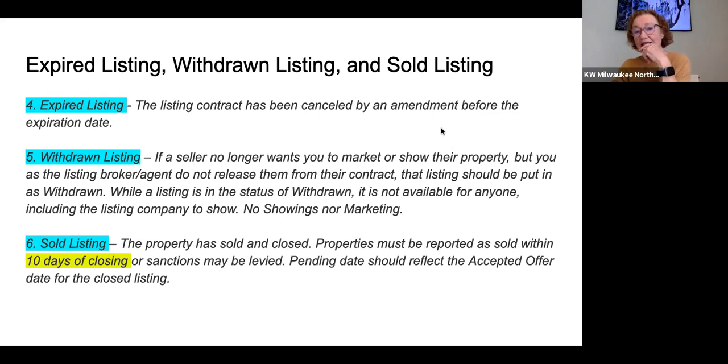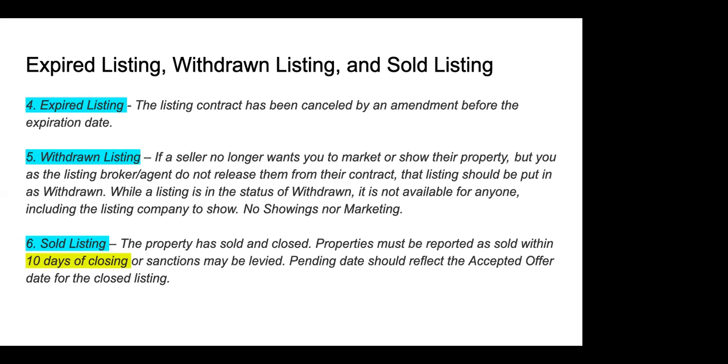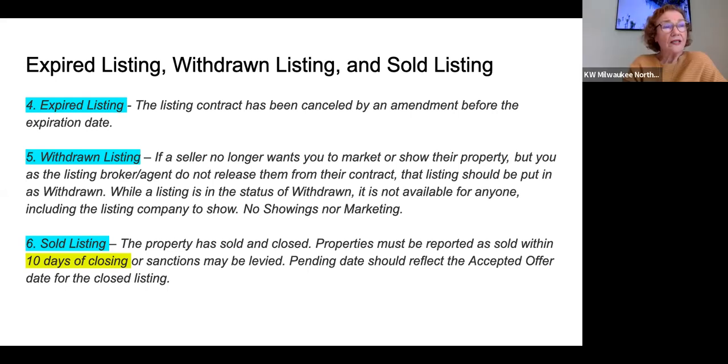A withdrawn listing is something that's pretty confusing sometimes with a lot of agents. If the seller no longer wants you to market or to show the property, you as the listing broker don't have to expire the listing unless the seller is adamant about that. The listing stays in place until the actual date of the listing ends, but you have withdrawn it from MLS. That can be situations where, say, the seller is ill and doesn't want to do any showings for several weeks, or they are going out of town and don't want any showings while they're away. It could be long-term, as long as it's within your listing term, that this listing can be under withdrawn.